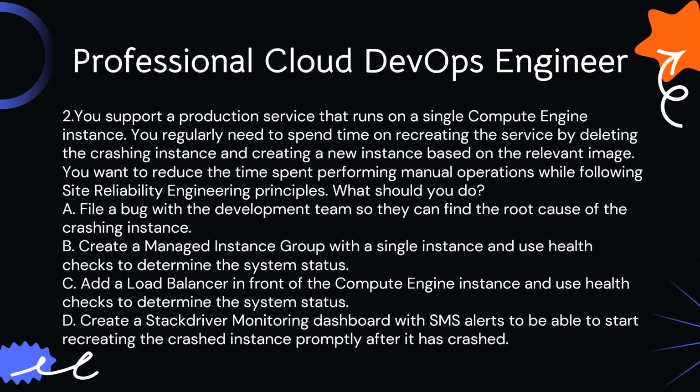A. File a bug with the development team so they can find the root cause of the crashing instance. B. Create a managed instance group with a single instance and use health checks to determine the system status. C. Add a load balancer in front of the Compute Engine instance and use health checks to determine the system status. D. Create a Stackdriver monitoring dashboard with SMS alerts to be able to start recreating the crashed instance promptly after it has crashed.